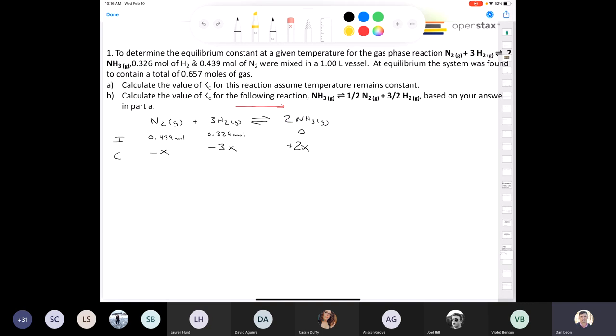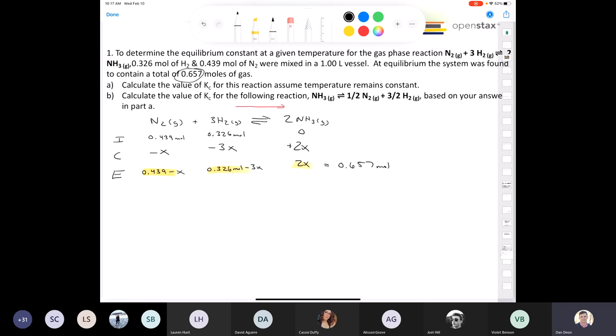We've got our change. And now we can write our equilibrium expression. So equilibrium is going to be equal to 0.439 subtract X, 0.326 moles subtract 3X, and I've got 2X over here. Okay, now I'm leaving everything in moles, and I'll tell you why. It's because they tell me that at equilibrium, it's found to have a total of 0.657 moles of gas. So that means that if I add up this plus this plus this, it should equal 0.657 moles, right? That's told to me. If I add up everything at equilibrium, I'm going to equal 0.657 moles.